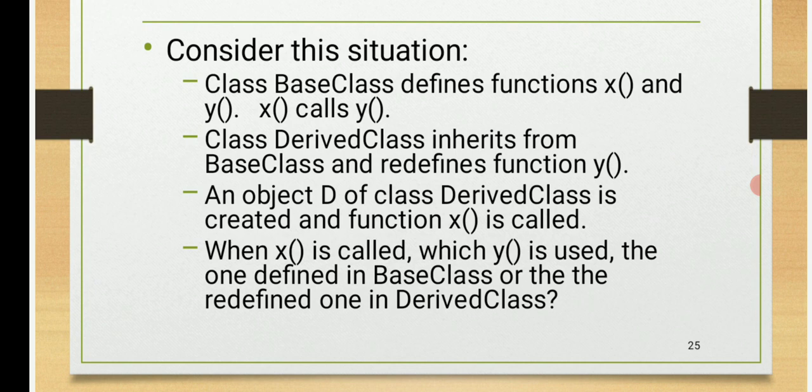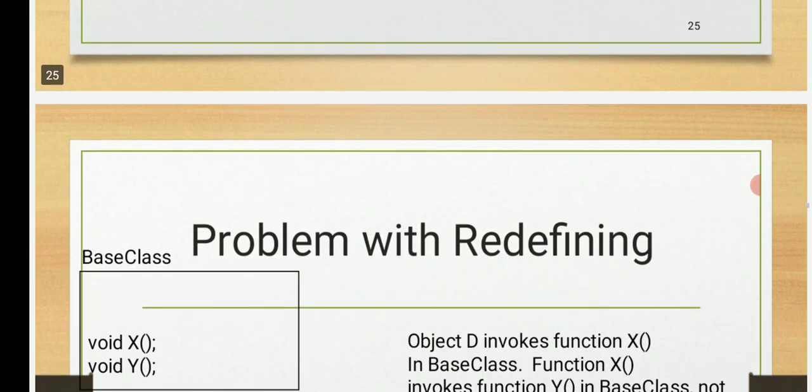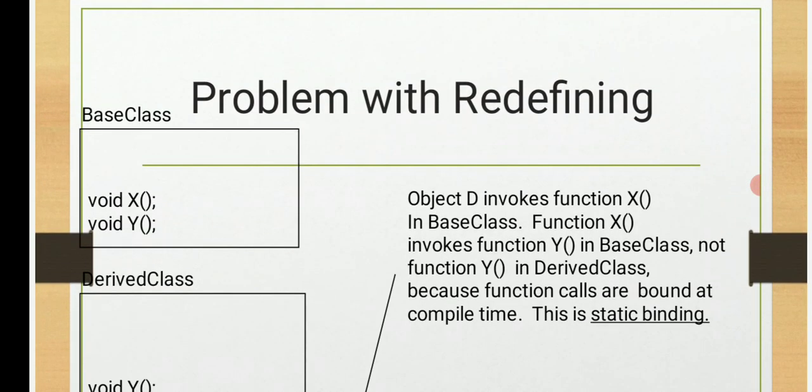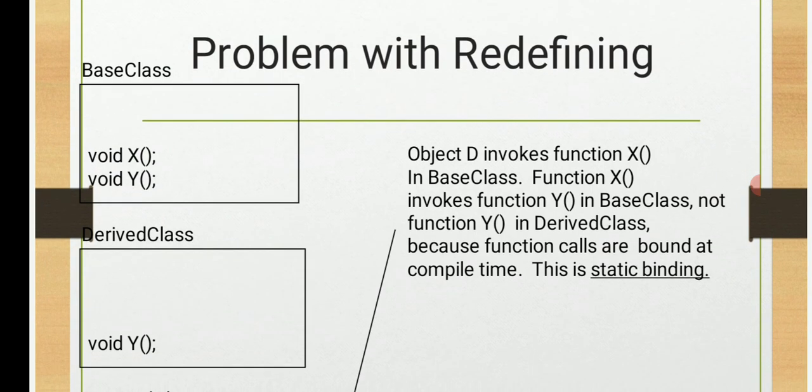Whenever you are calling x function, y function is used, because y is redefined. The one defined in base class or the redefined one in derived class. Right. So this is a situation. So for the problem of redefining, I am giving the problem. Here this is a base class. We are having two functions, x function and y function.